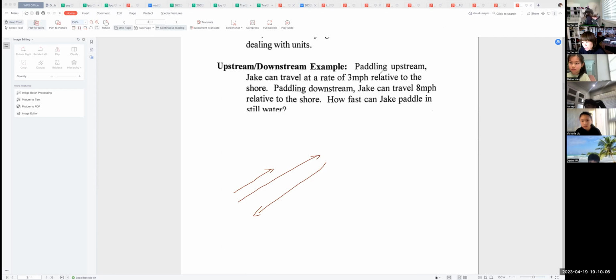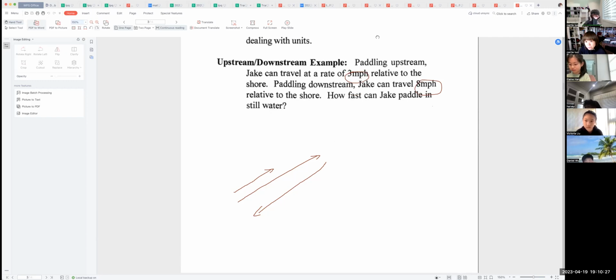Okay, good. Now let me ask everyone, why is it only 3 miles per hour upstream, but downstream there's 8 miles per hour? Because of gravity. Because you're going against the way the water goes. Right, so what do upstream and downstream mean? Okay, everybody.